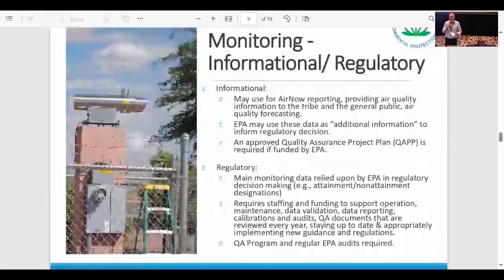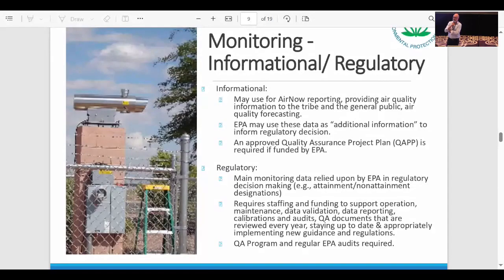So one point I want to make is there's a lot of different reasons to do monitoring. In Region 9, there are only four tribes that do regulatory air monitoring: Gila River, Salt River, Pechanga, and Morongo. All the other tribes that we support for monitoring, about 20-some, do what we consider informational monitoring. That's a pretty important distinction from a regulatory perspective, but it might not make a big difference for the tribes actually doing the monitoring. So for some, it does.